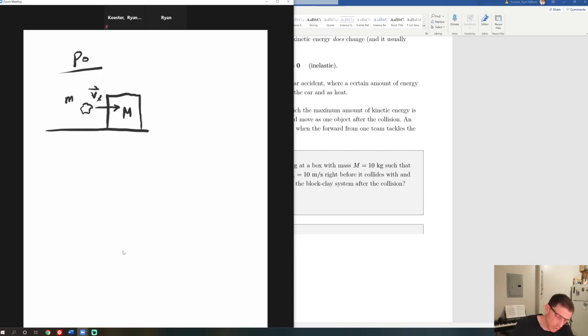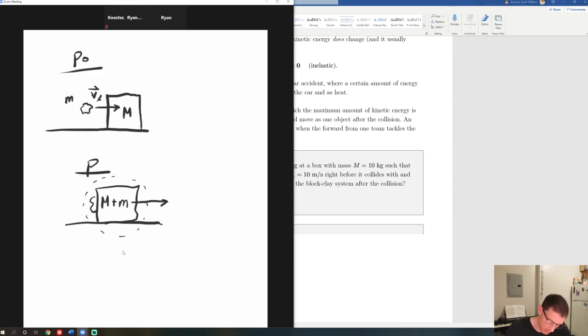But now, when we're looking at the final momentum, now the clay is stuck to the box, right? And they're moving together, and let's say that now the block-clay system has a mass of big M plus little m, and is moving with a velocity in the x direction, and this is supposed to be a big V. You can't probably tell when I write it with the stylus, but you'll see that when I type it up.